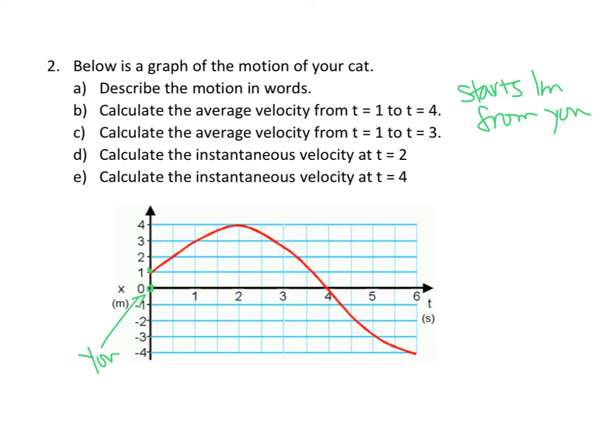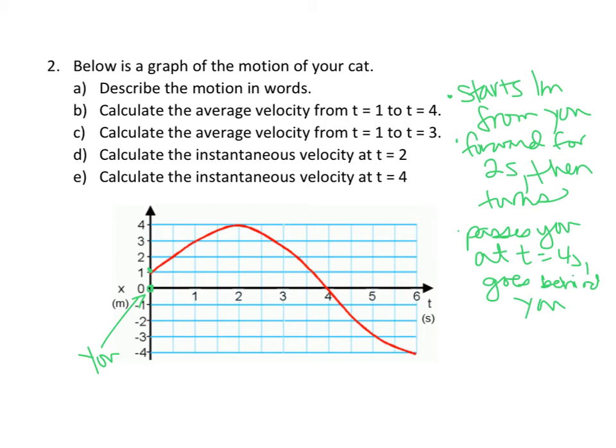The next thing that happens is your cat goes forward for 2 seconds. Then your cat is going to turn back around. So at time 4 seconds, your cat actually is going to pass you and then go behind you. So keep in mind the negative position here is going to be the space behind you. So the cat is running forward, turns around, runs past you, and runs behind you.